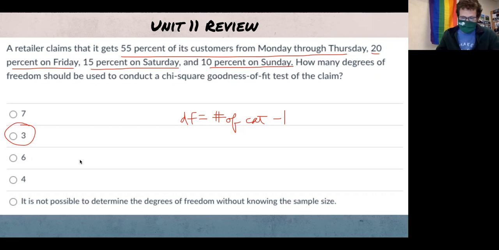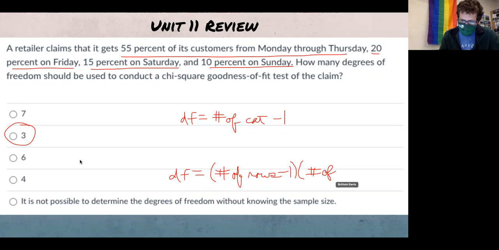Now, it's worth talking about for just a second that if it was an independence or homogeneity test, then your degrees of freedom equals your number of rows minus 1 times the number of columns minus 1, only within the body of the two-way table, not including the margins. So that is the degrees of freedom calculation there. You have all your references. I highly encourage you to go back and review that stuff as well. You will have Unit 11 questions on your final. Look back over this stuff.